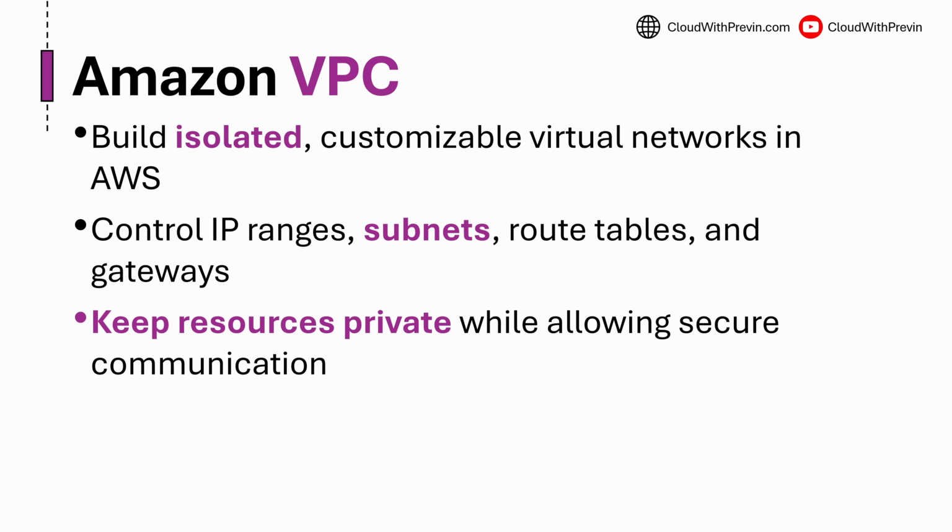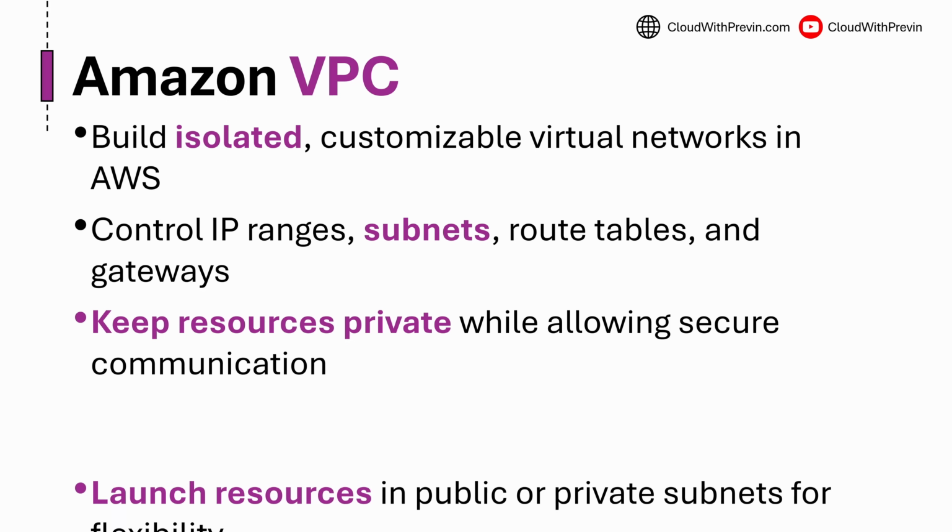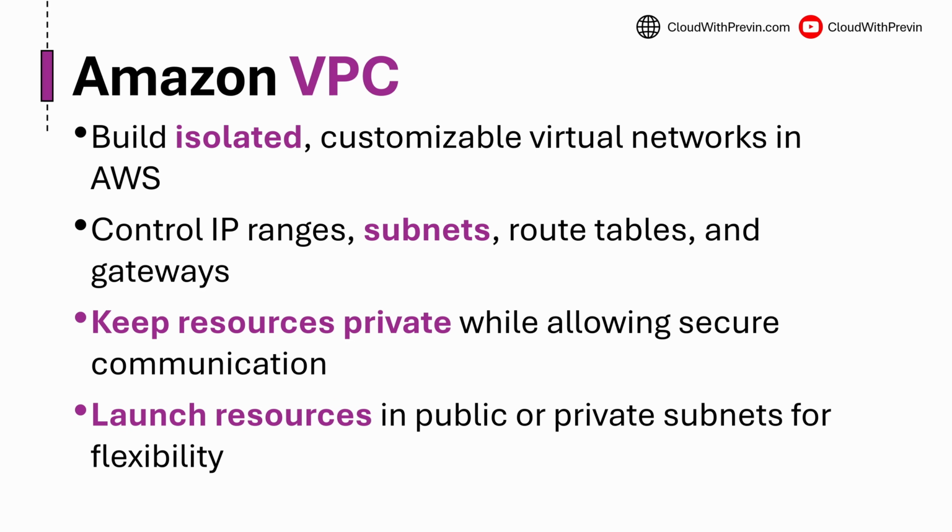Databases can stay in private subnets with no public IP addresses, but they can still communicate securely with app servers inside the same VPC. Public subnets can host things like web servers that need internet access, while private subnets hold internal services or databases that must stay hidden.